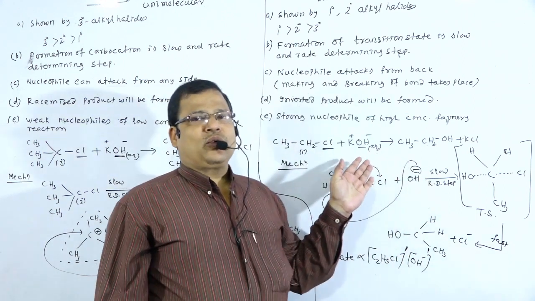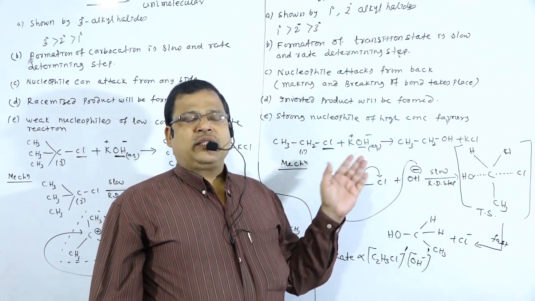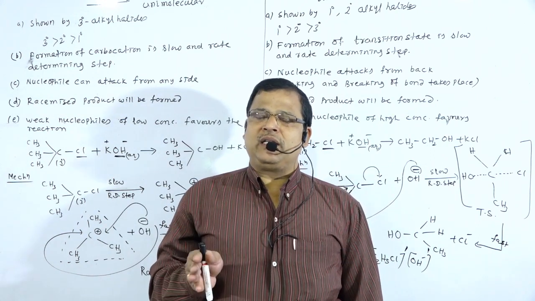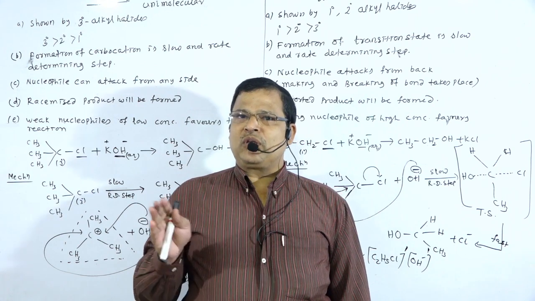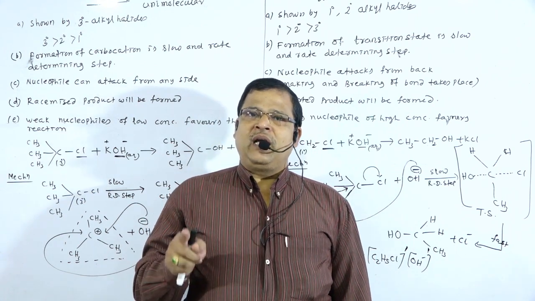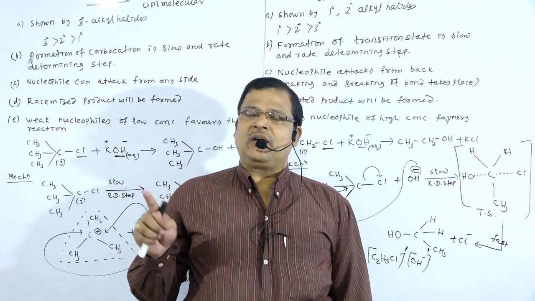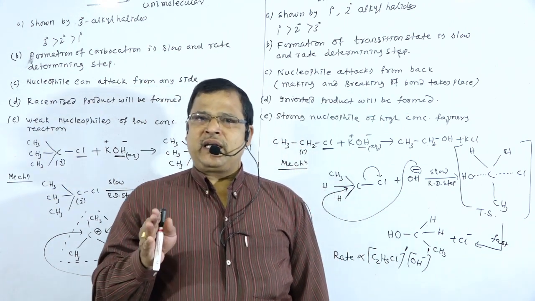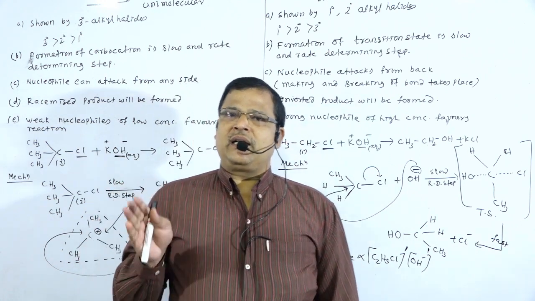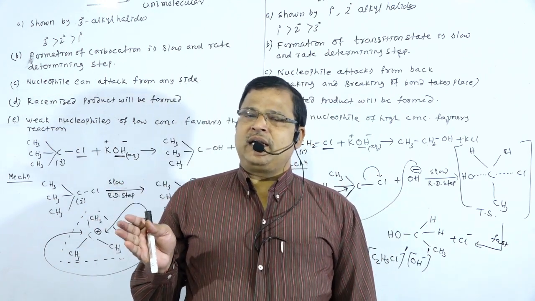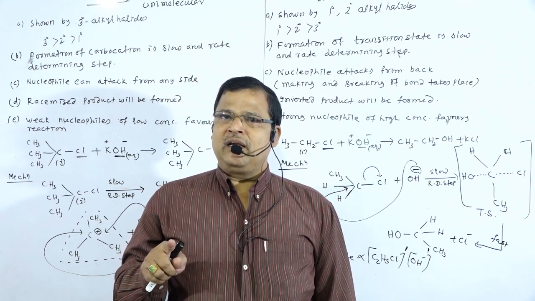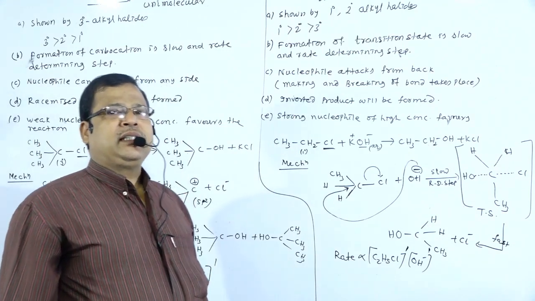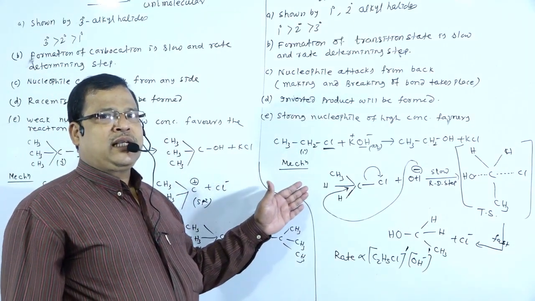But in SN1, the electronic factor plays an important role. So, this is the basic difference between SN1 and SN2 mechanism, nucleophilic substitution reactions which are of 2 types, either unimolecular or bimolecular. The SN1 trend is tertiary greater than secondary greater than primary, and the SN2 trend is primary greater than secondary greater than tertiary. So this is the basic difference between SN1 and SN2 reaction.